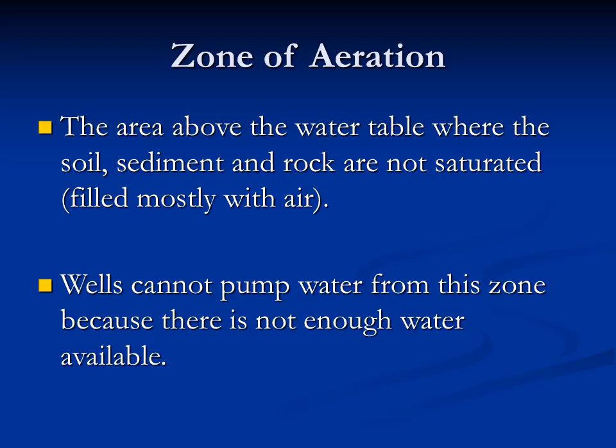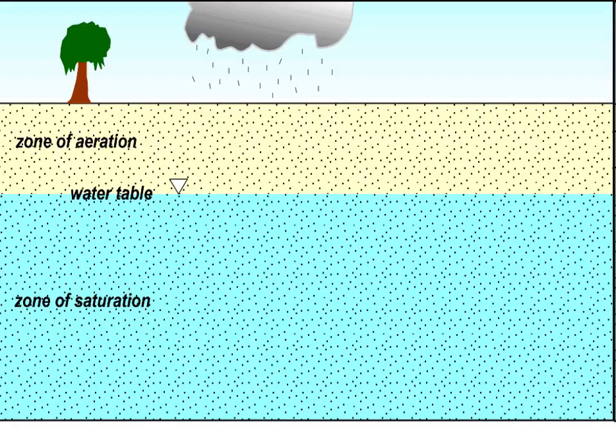Okay, the zone of aeration is the area above the water table where the soil, sediment, and the rock are not saturated. They're filled mostly with air instead of water. If you are getting your water from wells, you cannot pump water from this zone because there's not enough water available. Okay, again, same graphic. The zone of aeration does not have water, so if we wanted to put a well in, we would have to drill deep enough to get into the zone of saturation.